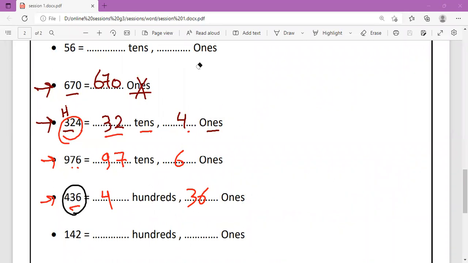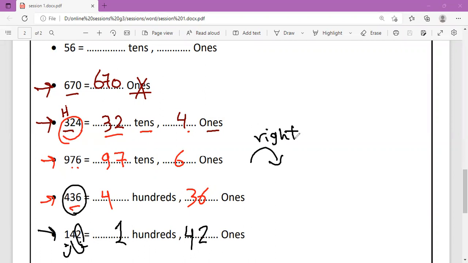Okay, let's clear this part. Another one, the last one, 142. 2 in ones and 1 in hundreds. Where do I put it? Beside 2 or beside 1? I just put it beside the right numbers, with the right digit that we have. Like in tens, I put 3 beside 2. I go right. I go to this side.